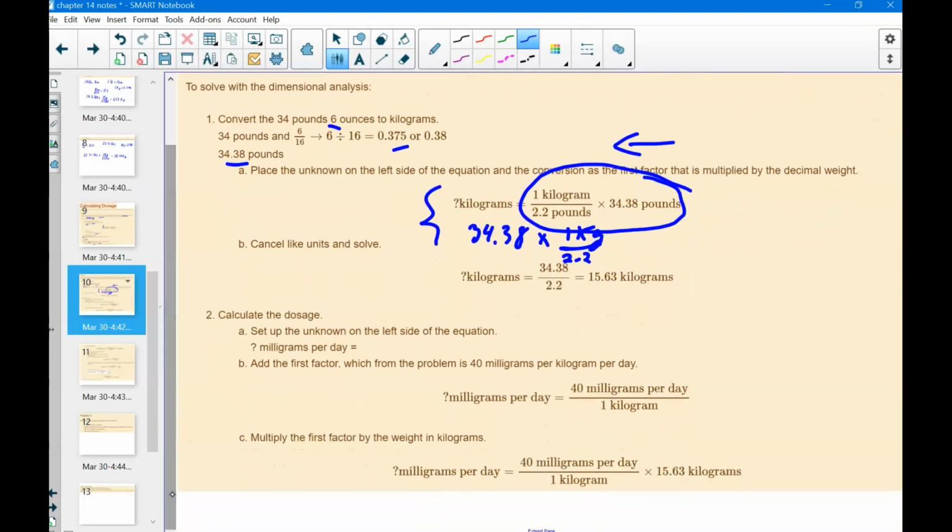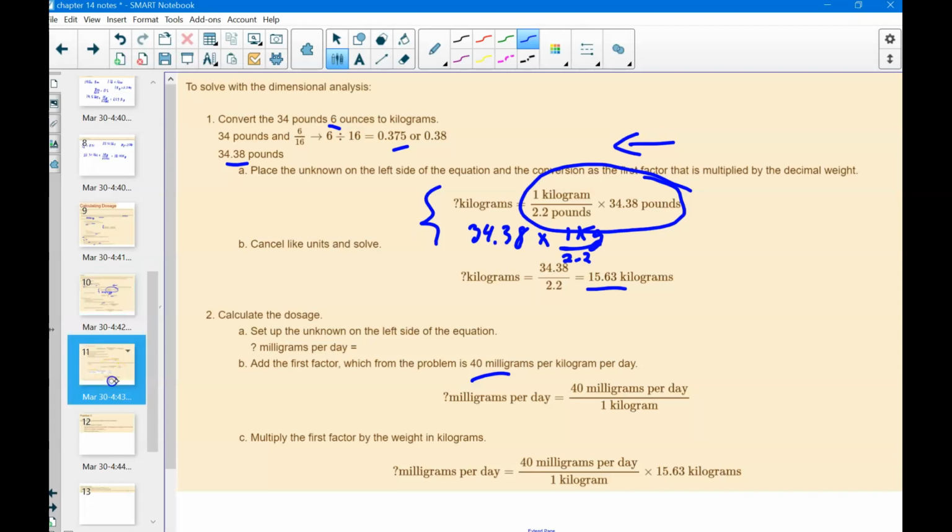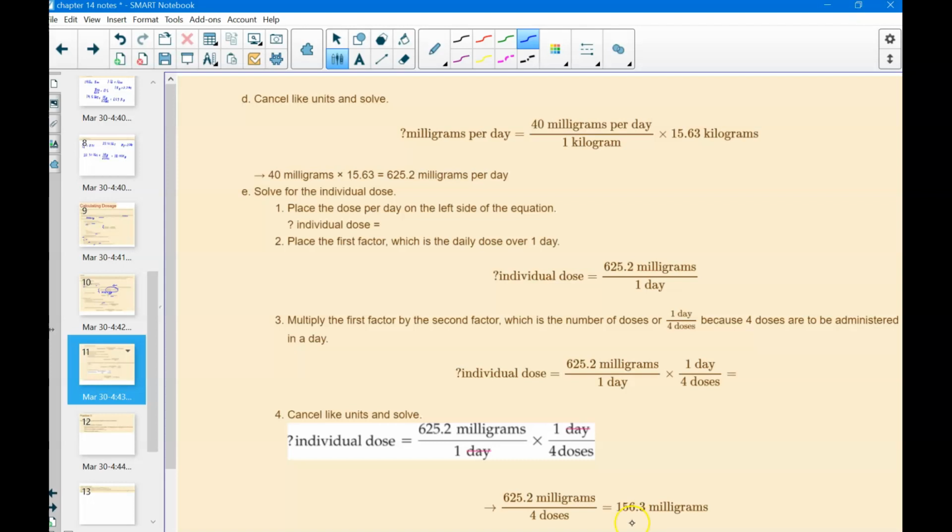Once we get this set up, it turns out to be 15.63 kilograms. And again, just taking the number and multiplying by 40, that comes out to our daily dosage. And divided by 4 gives us our individual dosage. Not too bad. Let's try a few questions on our own.